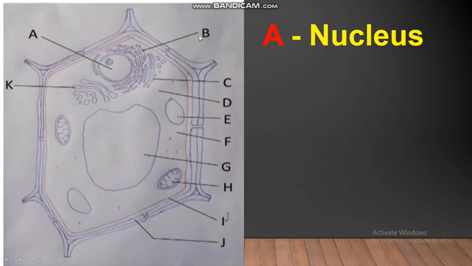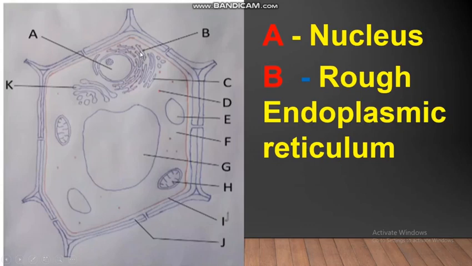Let us now identify the structure labeled B. The structure labeled B is this structure right here. I'm sure you're able to see my cursor. You can see it is rough in structure. So the name of structure B is the rough endoplasmic reticulum. What does it do? The function of the rough endoplasmic reticulum is to provide the surface attachment of the ribosomes, and it also transports proteins to places where they are needed to be used.